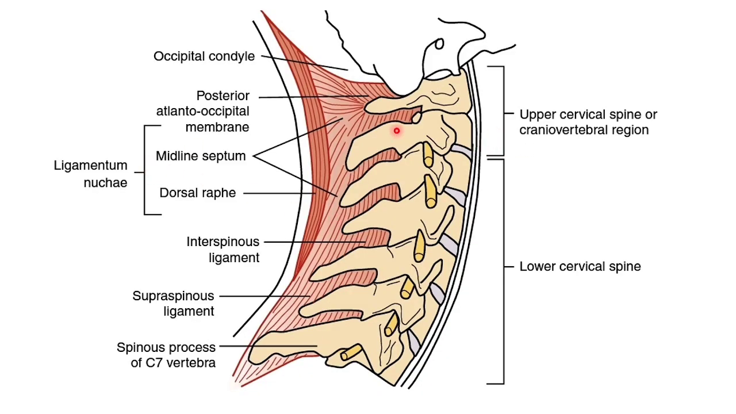This is the diagrammatic or pictorial representation of the regional variations in the cervical vertebrae: the upper cervical vertebra or craniovertebral region, and the lower cervical spine. It also shows the surrounding, supporting ligaments that prevent excessive motions of the cervical spine during flexion, extension, lateral flexion, and rotation.